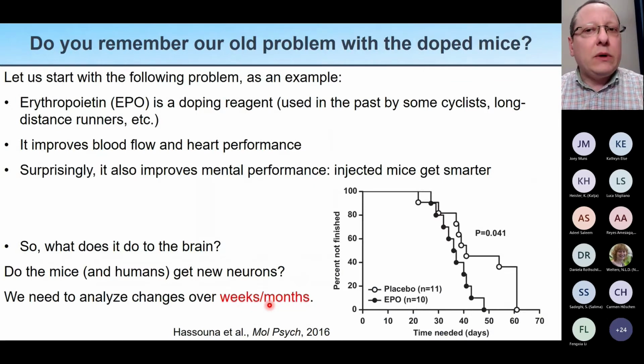Okay, let's now come back to our old questions. What we asked originally was, what is going on with these doped mice? If you remember still the question, we injected these mice with erythropoietin. They were better at their muscular stuff, but they were also better at their mental stuff. I mean, they were smarter. They could figure out tasks faster than normal mice. So how do they do it?